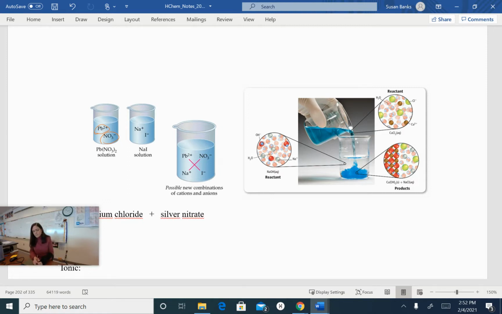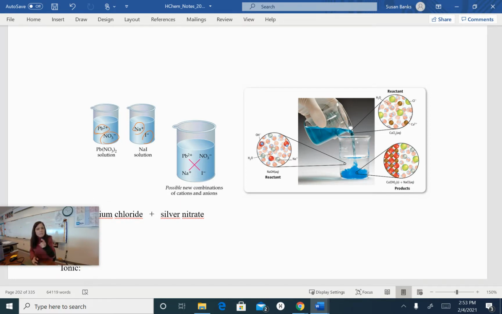That's why when we have salts dissolved in water, it can conduct electricity, because it has ions in there. Okay? And if I have sodium iodide, I will also expect that to be soluble because sodium is a group 1 metal. Iodide is a halogen. Those are going to be soluble. They're going to break apart into the little ions.